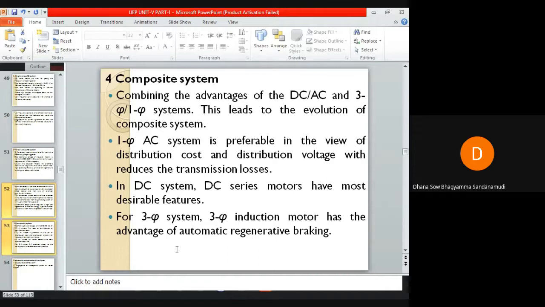And the distribution voltage can be stepped up to high voltage with the use of transformers, which reduces the transmission losses. So you can even vary the voltage level for distribution, simply by stepping up the voltage for transmission purpose. So if you step up the voltage, what will happen?